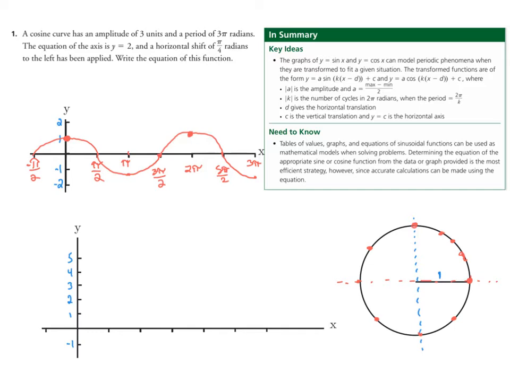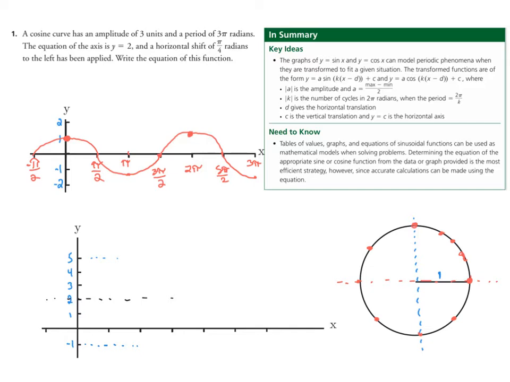We know that it's going to be going, this middle is right here. It's the equation of the axis. You know the highest this guy's going to get is 1, 2, 3 up, and the lowest is going to be 1, 2, 3 downward. So we got 3 up and 3 down with 2 as the middle. All right, that's a lot of information.